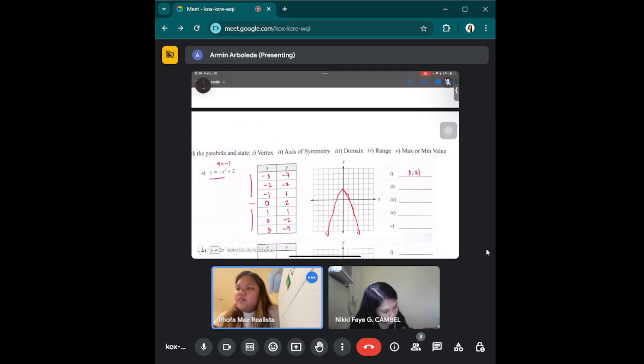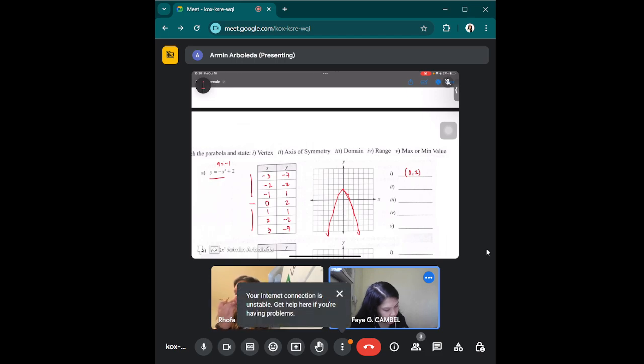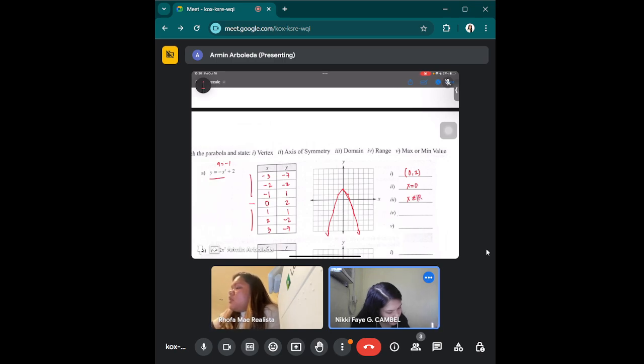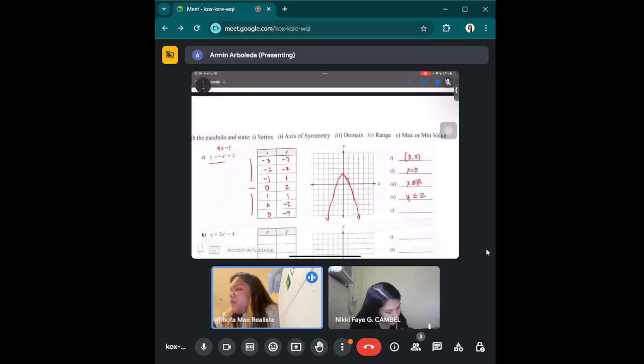What's the axis of symmetry? It's x equals 0. Domain would be all real numbers. And the range: y is less than or equal to 2. And what's the maximum or the minimum? Maximum 2. Okay. So do you have a question for this one?